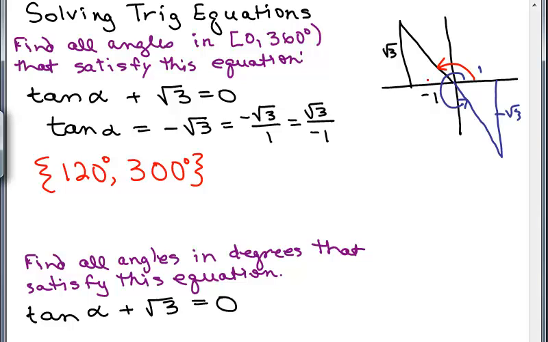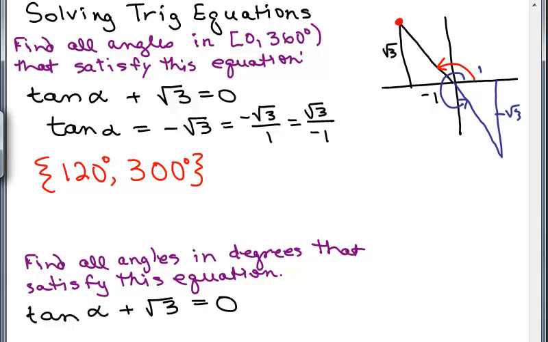Now what you might notice is these are 180 degrees apart from each other, and that's because the tangent has a period of pi, not 2 pi. So if you have one angle and you add 180, you should get another angle if you just have tangent. So 120 plus 180 would give you 300. If you added 180 again, you'd have 480. Is that right? No, you'd have 480 minus 360, which is 120, right back up to this same spot for the terminal side of an angle.